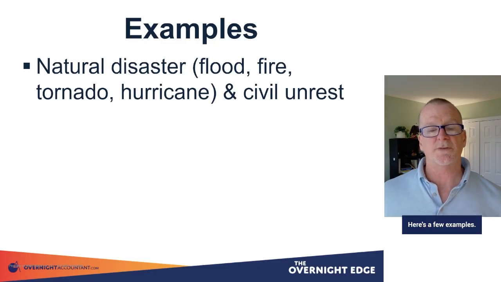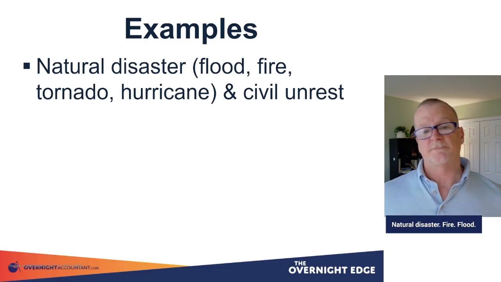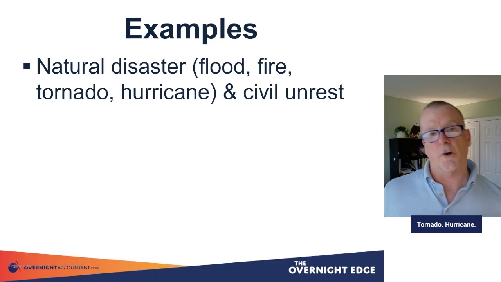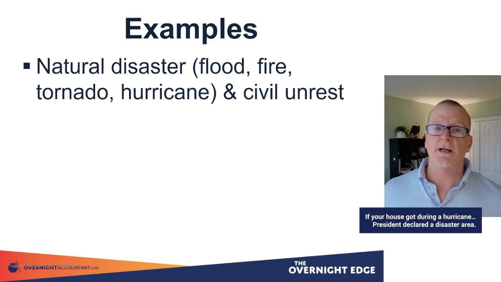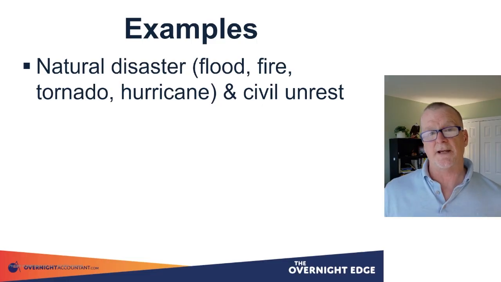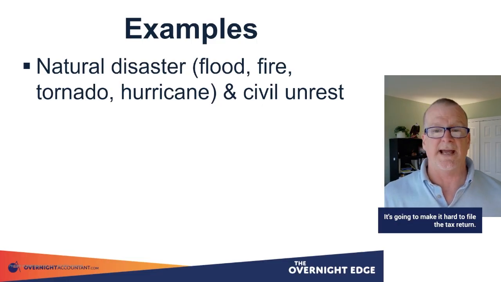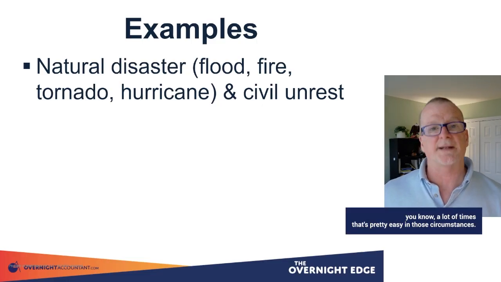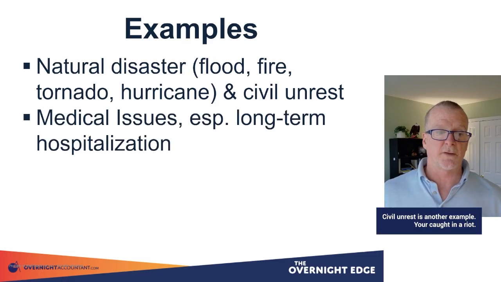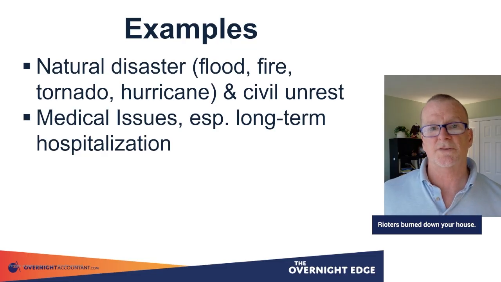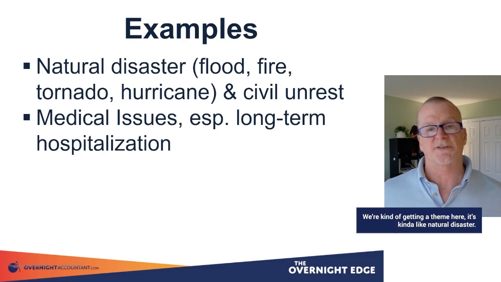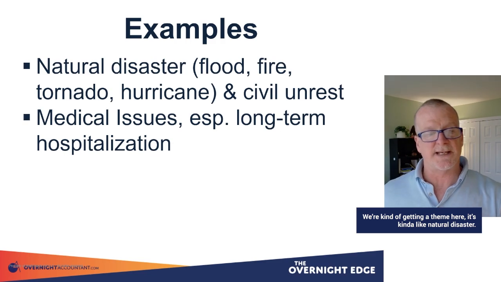Here's a few examples: natural disaster, fire, flood, tornado, hurricane. If your house got destroyed in a hurricane, presidential declared disaster area, guess what? It's going to make it hard to file that tax return. A lot of times that's pretty easy under those circumstances. Otherwise, it's not. Civil unrest is another example. You're caught in a riot. The rioters burn down your house. Boom. It's like a natural disaster. So it's kind of getting a theme here. It's kind of natural disaster oriented.